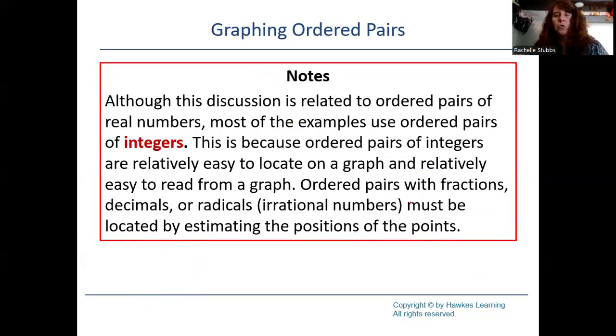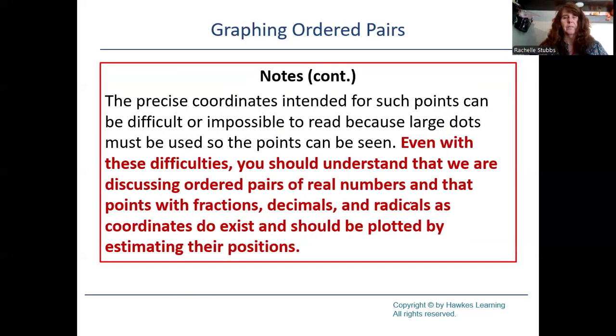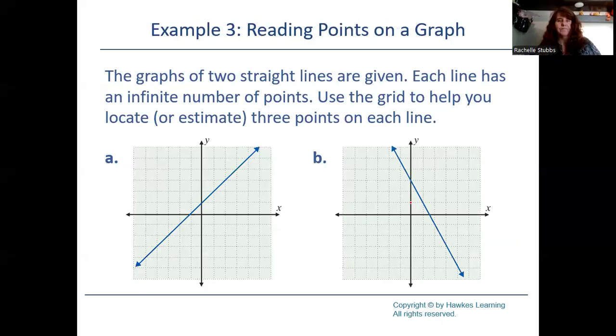Although this discussion is related to ordered pairs of real numbers, most of the examples use ordered pairs of integers. This is because ordered pairs of integers are relatively easy to locate on a graph and relatively easy to read from a graph. Ordered pairs with fractions, decimals, or radicals, irrational numbers, must be located by estimating the position of the points. But you do need to realize that they could be fractions, they could be decimals. The precise coordinates intended for such points can be difficult or impossible to read because large dots must be used so that points can be seen. So that's why we usually just use integers in this, but you're going to find that there are also going to be some fractions.